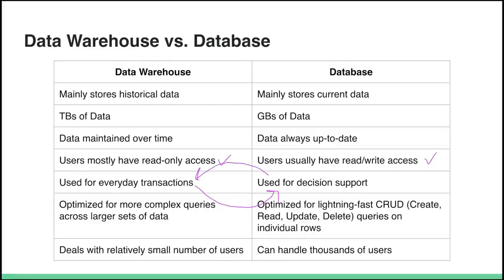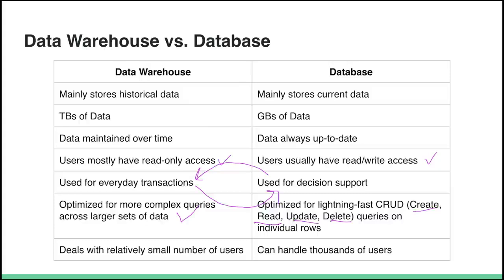So really, a data warehouse is used for making decisions. A database is used for everyday transactions. A data warehouse is optimized for more complex queries across large sets of data, whereas a database is going to be faster for simple queries, like create, read, update, and delete. For example, if we're just creating an account on Facebook, a database is going to be the answer. But if we want to look at all the Facebook users and divide them into specific groups based on their behavior, then we're going to want to use a data warehouse.